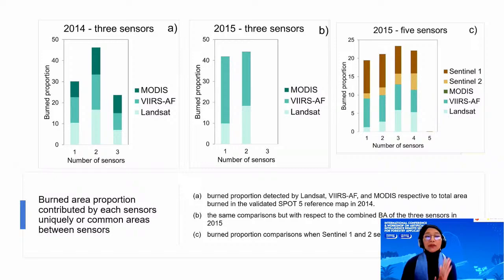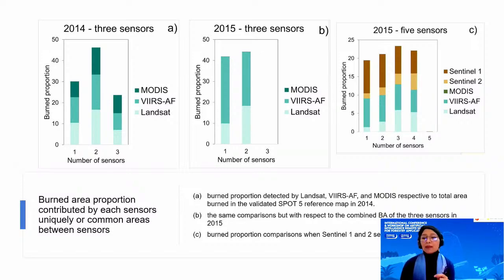Okay, these figures are complicated for me to explain, so let me read it. These figures show burn area proportion on the y-axis, and the x-axis shows the number of sensors: is it one sensor, two sensors, or three sensors? Since Sentinel-2 and Sentinel-1 are only available from 2015, to make A and B comparable, we compare only three sensors for 2014 and 2015. You can see panel A and panel B.